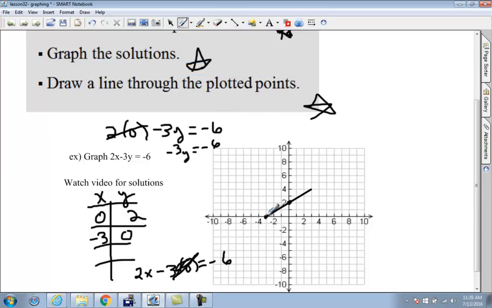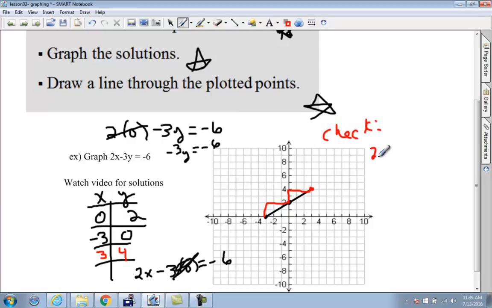You might notice, hey, if I rise 2 and run 3, and then rise 2 and run 3, I'll find another point. And what are the coordinates at that point? Well, let's count it out. 1, 2, 3, 4. 3, 4, aha. So you can visually figure out a third point if you needed to. 3, 4.